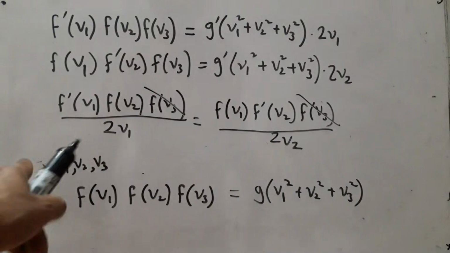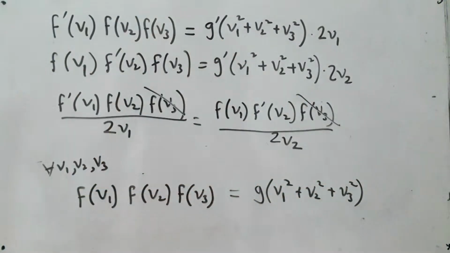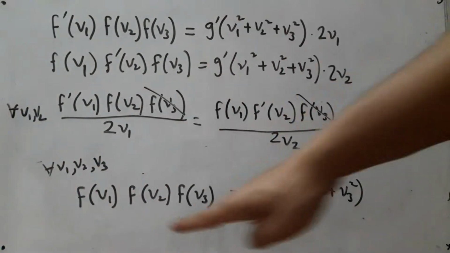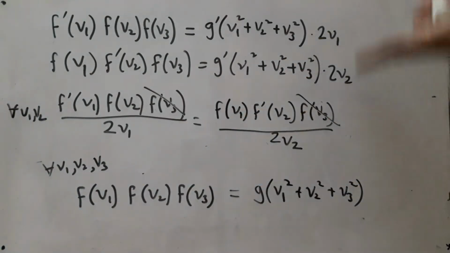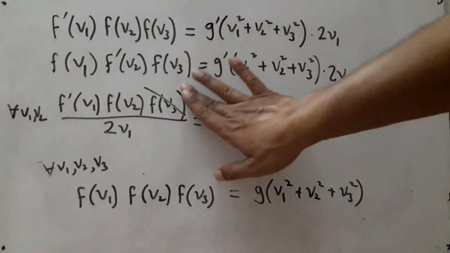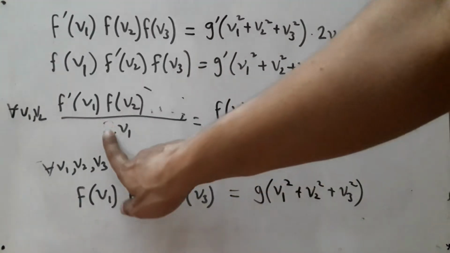Now remember that this held for all V1, V2, V3. So this will also hold for all V1, V2. Well, there is no V3. Now you may be wondering why I did not repeat the same process for V3 also. The reason is I will not get anything extra. Okay, now that we have this, just observe that this is equal to that and cancel the 2's off.